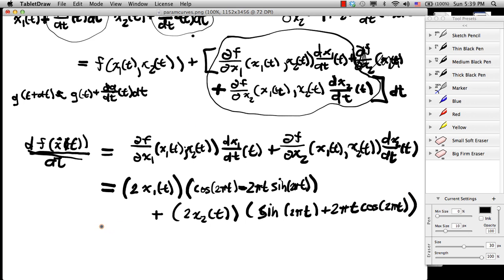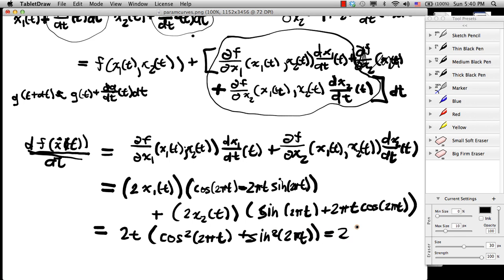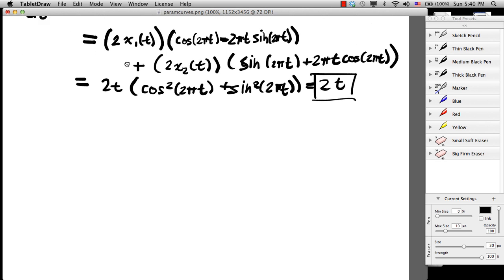When we work that out, we plug in this term, we plug in this term. What we'll end up with is 2t. So I want you to work through this on your own. Cosine squared of 2 pi t plus sine squared of 2 pi t. And of course this term cancels out the 1, and I get 2t. Which verifies the chain rule, at least for this case. This chain rule worked out. But it's a theorem that this actually works. The chain rule is always a theorem.